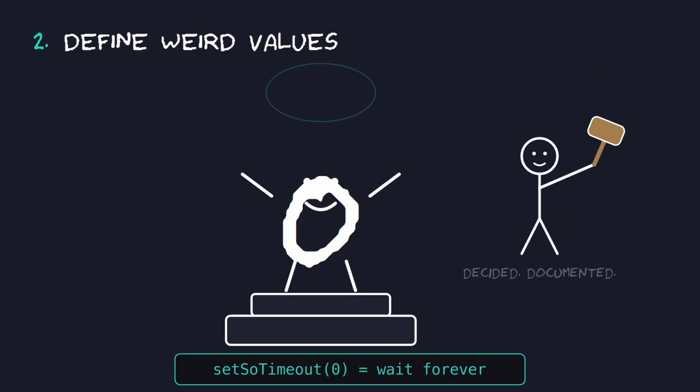2. Define every weird value. Java sockets made the decision for you. A timeout of 0 officially means wait forever, documented, deliberate. And connection pools like Courier reject or repair absurd timeouts at startup itself. 0, negative, empty. In modern code, every strange value has a decided meaning. In 1996, nobody had decided.